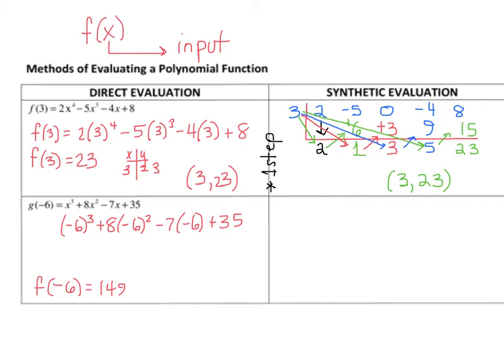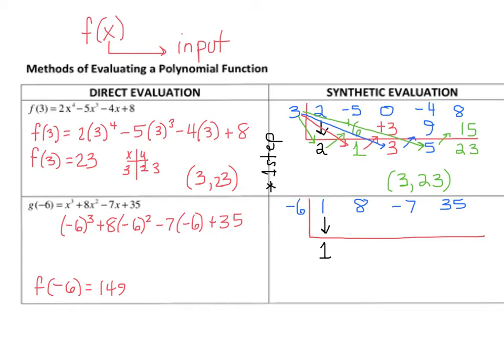So again, I'm going to do the upside down division bar. I'm going to use this polynomial over here and synthetic substitute the -6. So I'm going to substitute in the -6, and I have an x cubed, I have an 8x squared, I have a -7x, and I have a positive 35 constant. Notice there are no missing terms, so I don't need that missing 0. First step, I'm going to bring that 1 down. Has to be the first step.